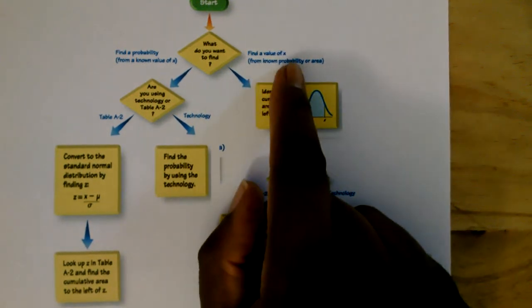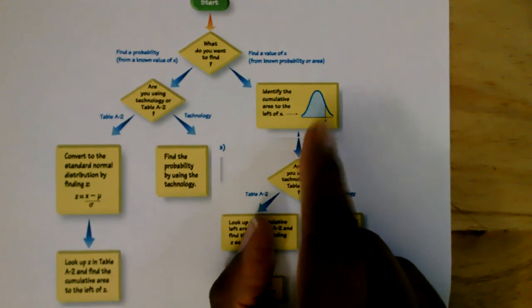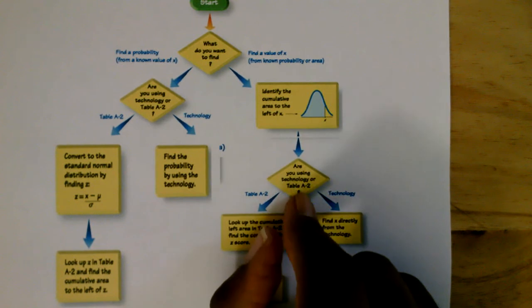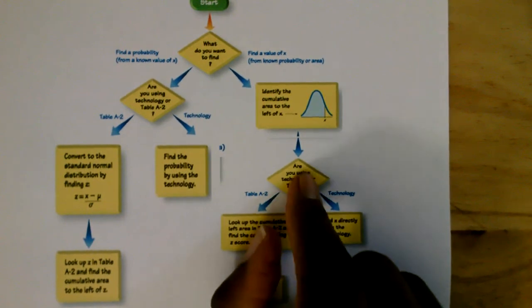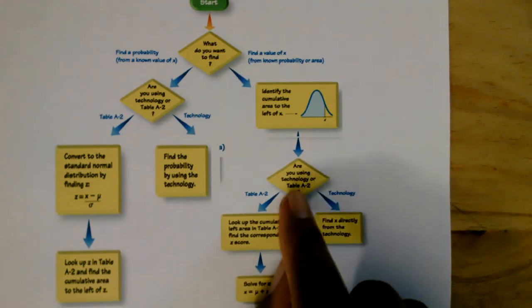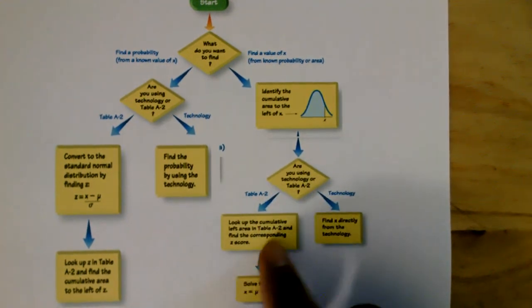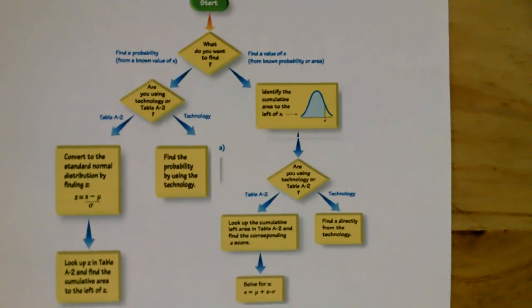But let's say you're finding a value of x from a known probability or area. Then you're going to identify the cumulative area to the left of x like this. And if you're using technology or table A-2, you're going to be using one or the other. But if you're using technology, you'll just find the x directly from that technology. But let's say you're using A-2, like we did here. You want to look up that cumulative left area in table A-2 and find the corresponding z-score. And then solve for x using x is equal to mu plus z times sigma.